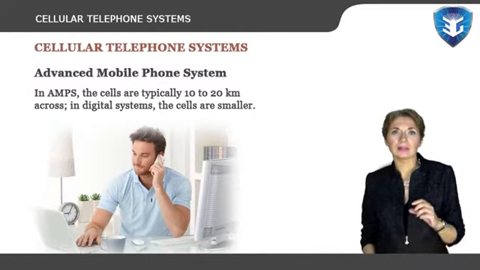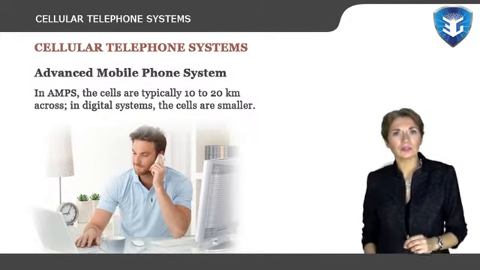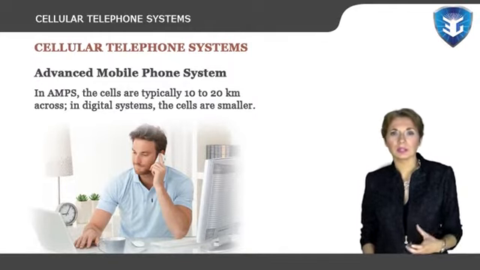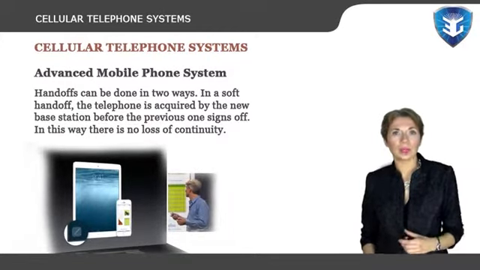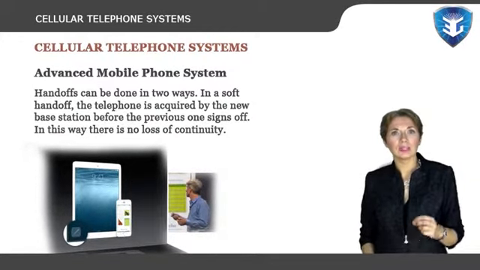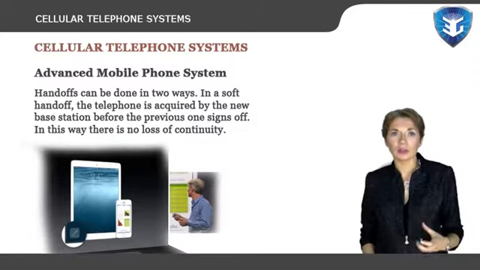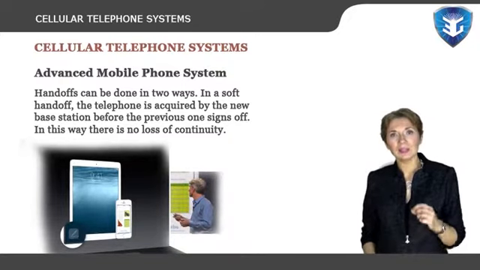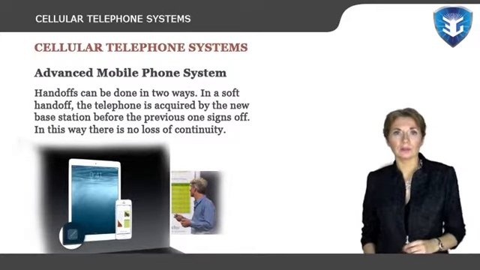In AMPS, the cells are typically 10 to 20 kilometers across. In digital systems, the cells are smaller. Each cell uses some set of frequencies not used by any of its neighbors. Handoffs can be done in two ways. In a soft handoff, the telephone is acquired by the new base station before the previous one signs off. In this way, there is no loss of continuity. The downside here is that the telephone needs to be able to tune to two frequencies at the same time, the old one and the new one.